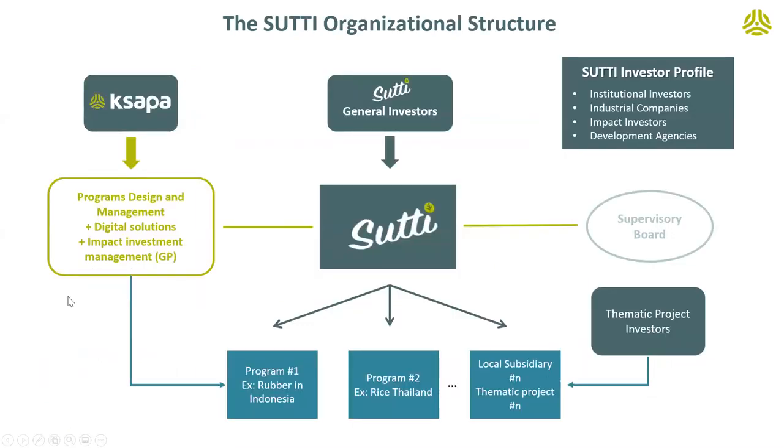And to finish, just a quick view on what is a typical SUTTI organizational structure in terms of investment, with an investor that finances a global approach of SUTTI, and SPVs, special purpose vehicles, in which you can organize commodity programs in different countries, and in which thematic project investors can also participate. If, for example, you have a rice industrial that is interested in improving the social and environmental performance of its supply chain in Thailand, then it would be able to invest only in the rice program, which is different from the general investors that would invest in a SUTTI fund irrigating all commodity programs. Well, I tried to be quick. I hope I made it.